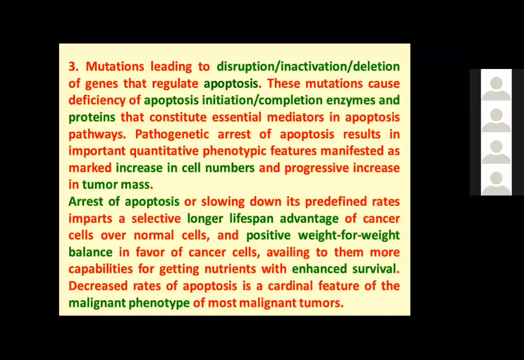فالكانسر cell بتقدر تعيش for very longer time. بنقول immortality, it is not immortal لكن بتعيش for very long lifespan compared to normal cells. فالarrest of apoptosis بيدي this very important selective advantage of cancer cell over normal cells. بعدين very important also positive weight for weight balance in favor in cancer cells.